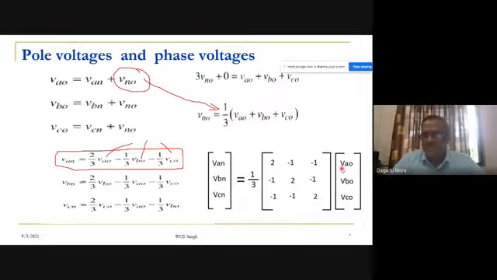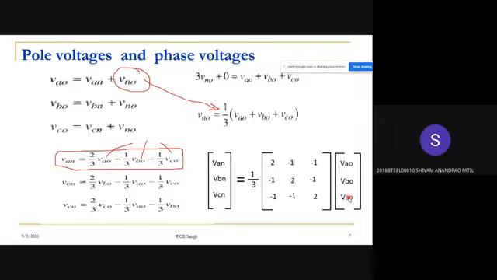And here we just discuss VAN. What is VAO? VAO has only two specific values, either plus VDC by 2 or minus VDC by 2. Similarly, VBO has only two specific values, plus VDC by 2 or minus VDC by 2, similarly VCO. Once you know the switching state, my question is, how many switching states for a two-level inverter?